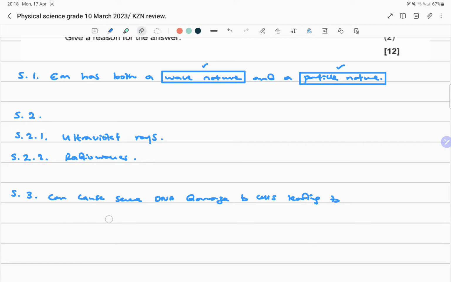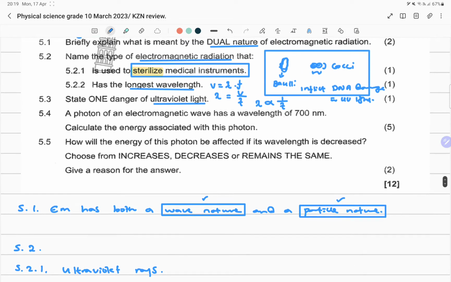Let me write properly. I don't know why, I always rush everything. This can cause severe DNA damage to cells, leading to cancer development. But you heard what I said. I'm just saying a lot. You can just say development of cancer, basically. It's as simple as that.